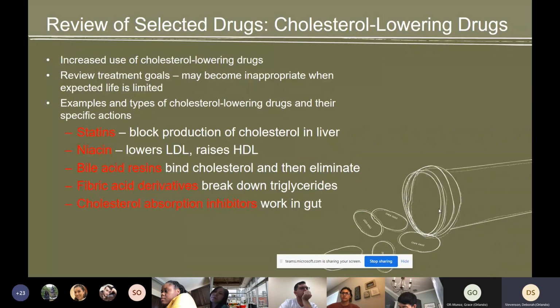Of course, niacin is just another medication. It lowers the LDL and raises the happy ones, the HDL. And so sometimes they'll take niacin. They take some of these other things, bile acids and fibric acid derivatives and cholesterol absorption inhibitors. Statins here are probably the most common that we see.